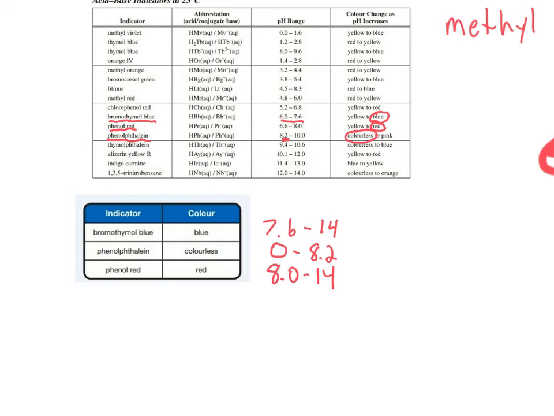Now, putting all three of these together, we notice that it needs to be higher than 7.6, less than 8.2, and greater than 8.0. So this one doesn't really work for us anymore, because if it has to be higher than 7.6, this one tells us it has to be higher than 8.0. This one tells us it has to be less than 8.2, which means now we know that our pH range is going to be 8.0 to 8.2.